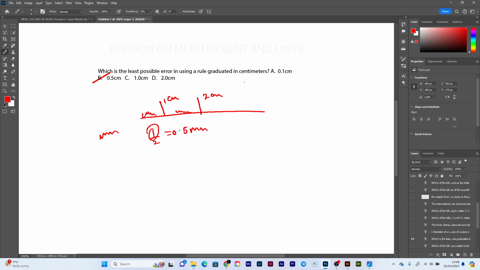So if you are given the options in centimeter, then you have to convert it to centimeter, right? That will be 0.1 divided by 2, and that will give you 0.05 centimeter. But if the question states that it is graduated in centimeter, that means all these small values are in centimeter, right? So 1 centimeter divided by 2, you get the error, which is 0.5 centimeter, and the correct answer there is B. Do you understand that now?